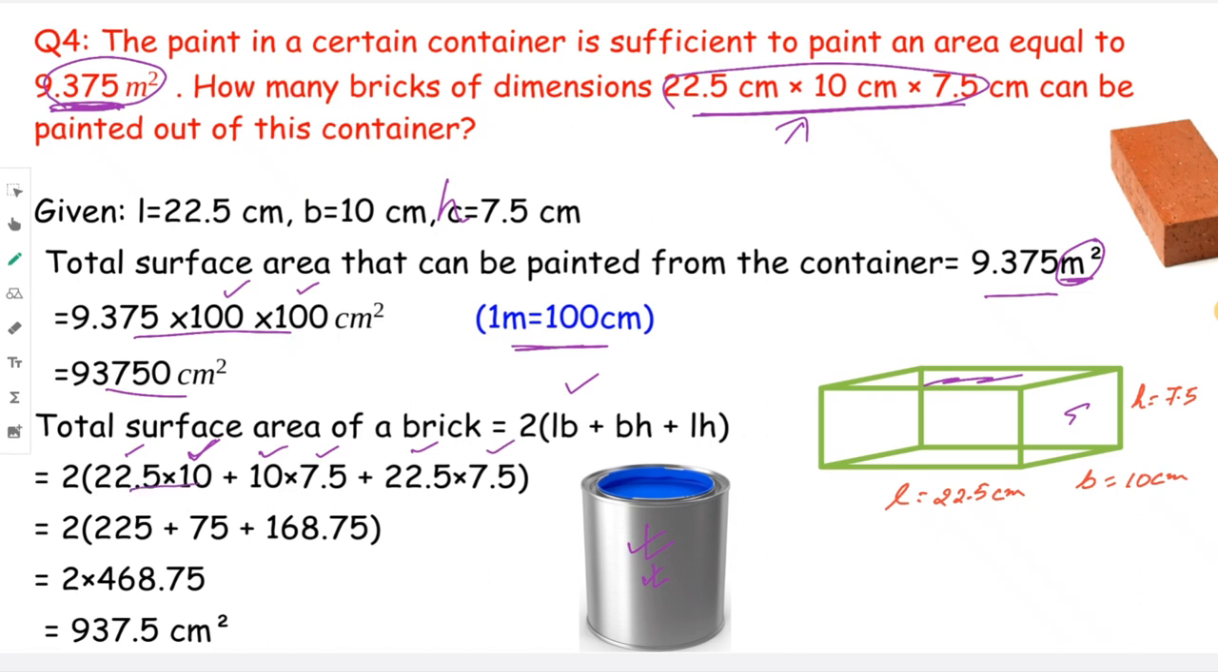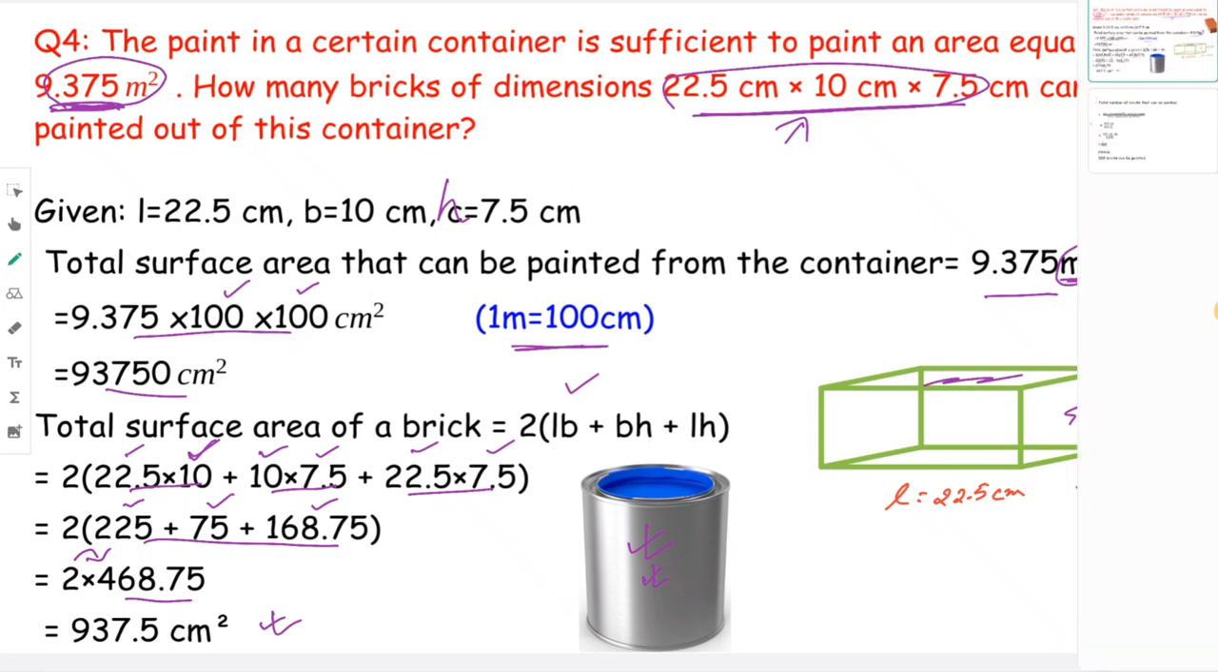If I multiply these two, I'm going to get 225. If you multiply these two, you'll get 75, and if you multiply these two, I'll get 168.75. Now if you add these three, you'll get 468.75. Lastly, we just have to multiply 2 into 468.75, and so I'm going to get the total surface area of one brick to be 937.5.